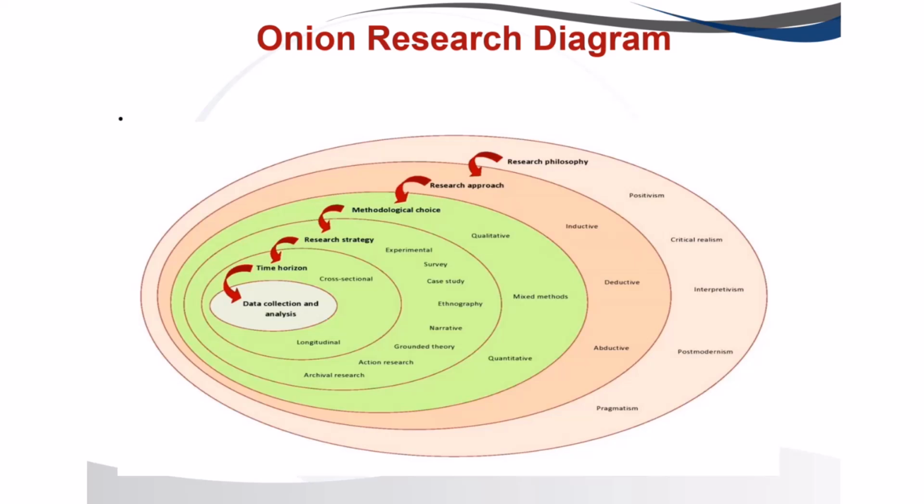So there are these layers which you get in this onion metaphor. What are those layers? I think we have tried to put all those layers there. The first one, all of you can see it there, is the research philosophy. Then you move to your research approach. Then you have the methodological choice, that's your methods, by the way. Then you have the research strategy. Then you also have the time horizon.